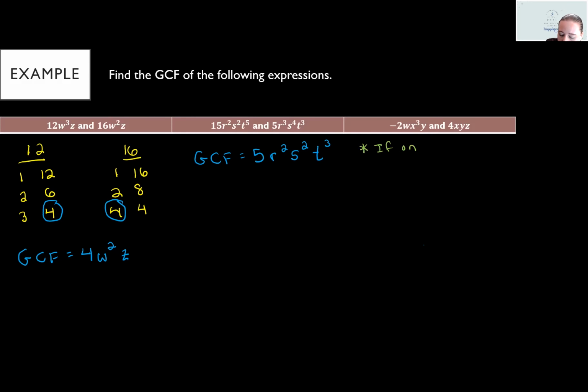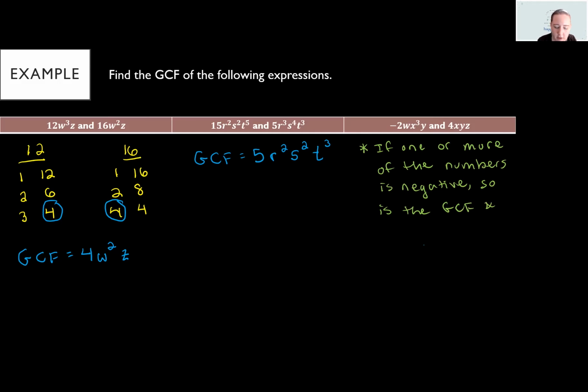If one or more of the numbers is negative, because they could both be negative, so is the GCF. And that just makes things easier for us later on. So I'm going to just put a negative sign right there because I know I'm going to have a negative.